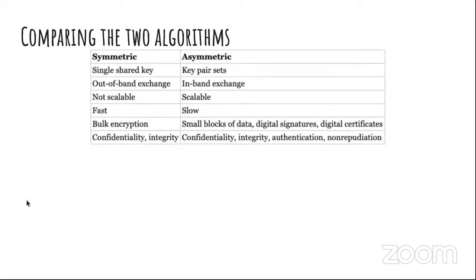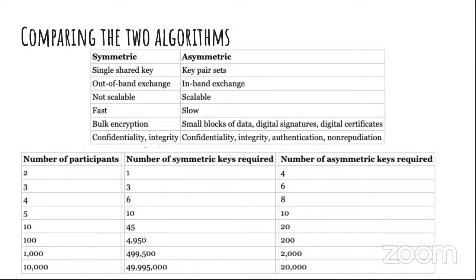So here are the two, symmetric and asymmetric. And check out how at scale, this can get pretty crazy. If you're just using symmetric keys and you have 10,000 people, you need 49 million different keys. Compared to asymmetric, you just need 20,000. Isn't that nuts?